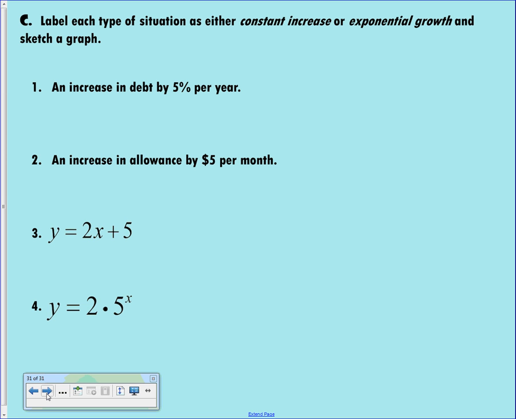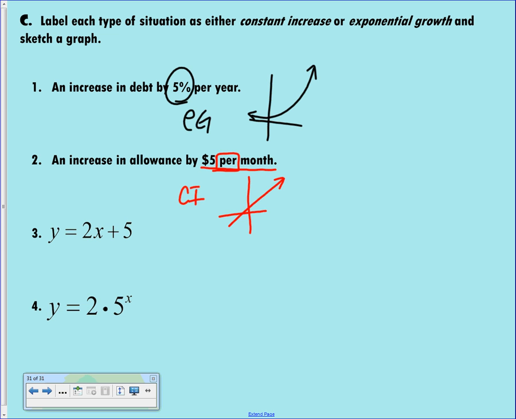So an increase of a debt by 5%. Percent is a dead giveaway for exponential, so that's exponential growth. And then again, a sketch would be an exponential growth here. An increase of $5 per month. Remember that the word per always meant linear, so this is going to be a constant increase, and then sketch a line for me. Number 3, 2x plus 5 is in the form mx plus b, which means that's a constant increase, again, and that's a straight line.